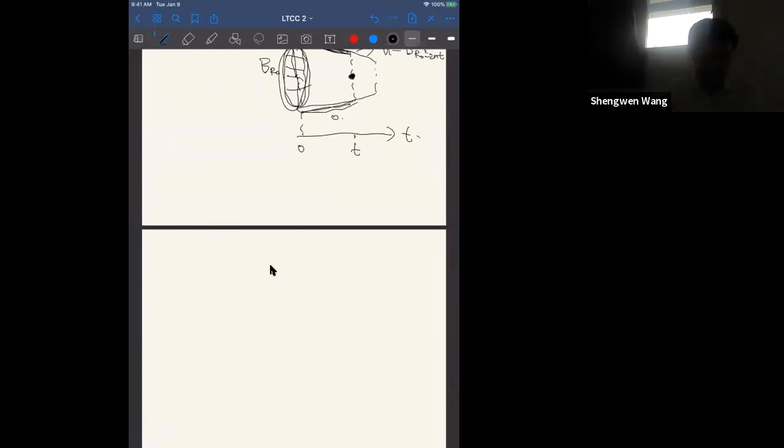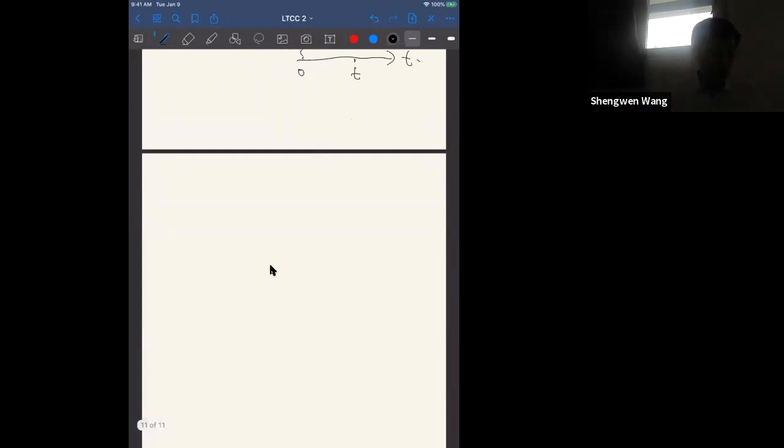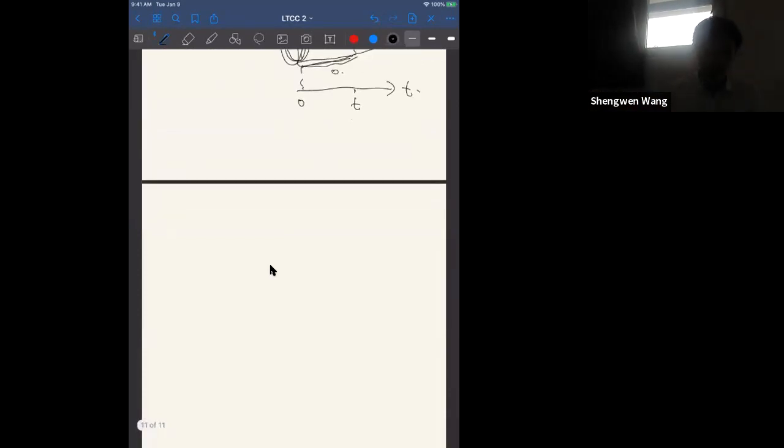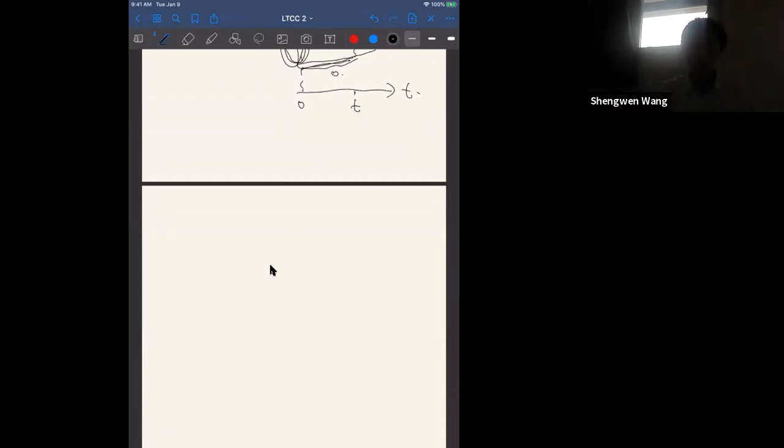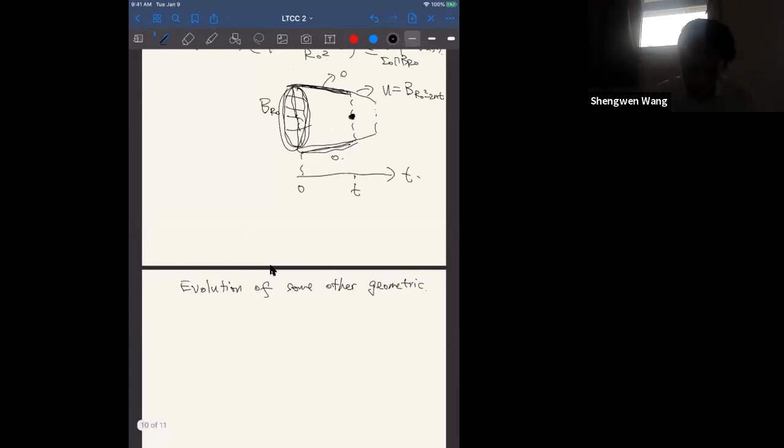All right. Although I'm not going to do this computation, I still have to list it out because we are going to use this later. So the evolution of some other geometric inequalities. The computations are already included in the lecture notes. Okay, so evolution of some other geometric inequalities.